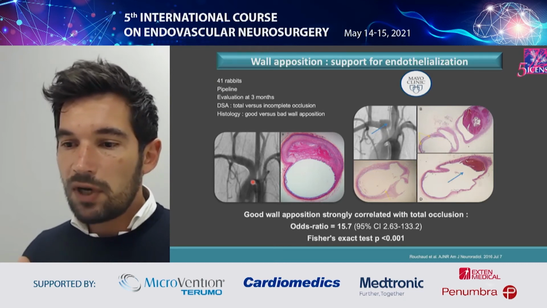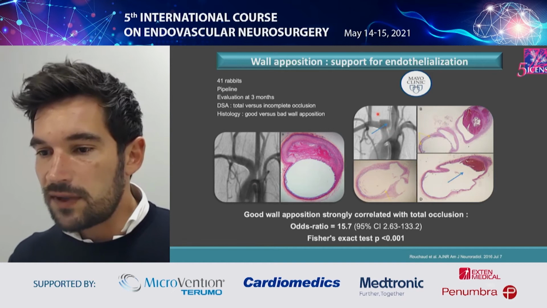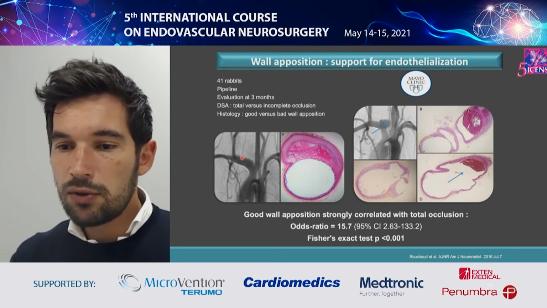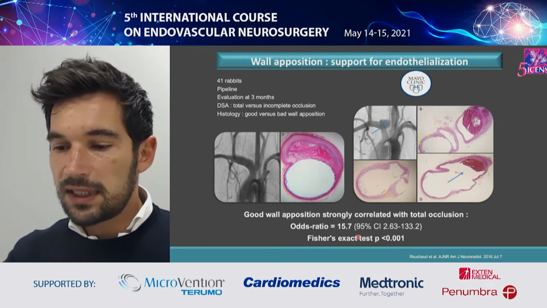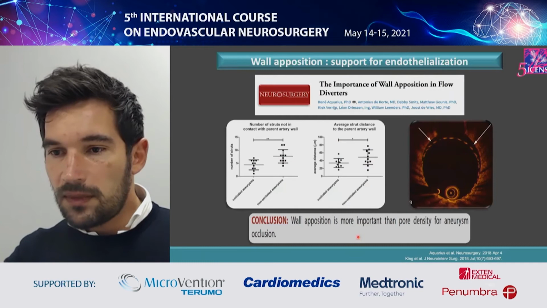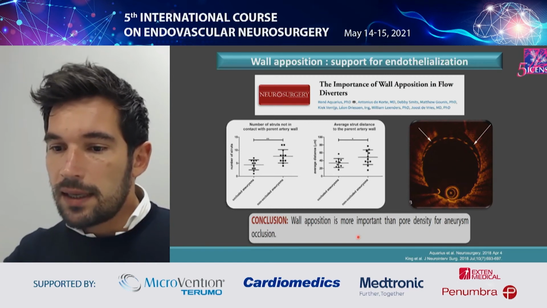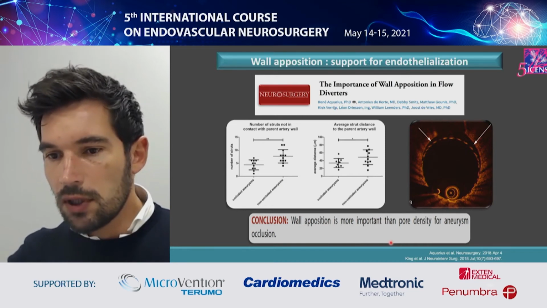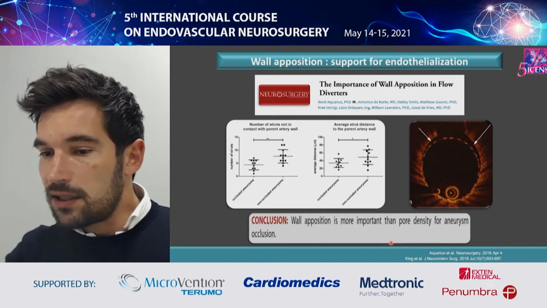If you don't have a great wall apposition, which means higher radial force, you will not achieve occlusion of the aneurysm. Here there is no good wall apposition, and there is still a remnant. Here, if you have a good wall apposition, as we can see in histology, you have total healing of the aneurysm in this rabbit study, with an odds ratio of 16 and greater. And OCT is probably one of our tools to improve this wall apposition. The conclusion of this article was that wall apposition is more important than pore density for aneurysm occlusion, which means that a higher metal level will not lead to better occlusion.